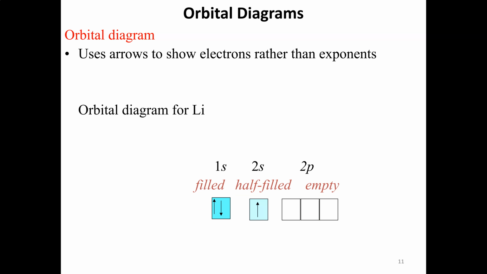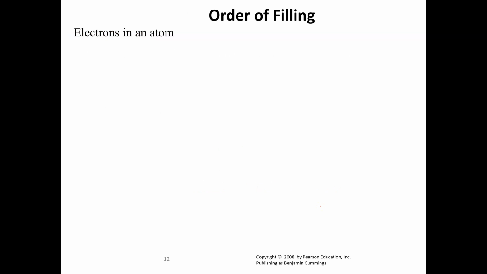So for lithium, which is 1s2, 2s1, instead of doing 1s2, 2s1, we draw this, the arrow notation. So first arrow, remember, is always up, second arrow is down, and then the next electron is facing up. This is called a filled orbital. This is called a half filled. And this is called an empty because there's nothing there.